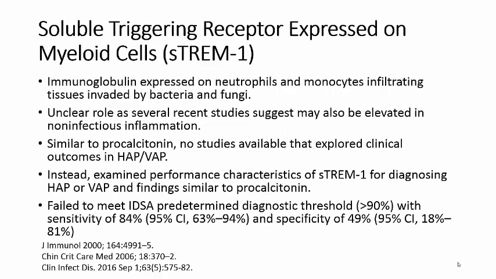Same with the other agent, the STREM1. It's an immunoglobulin expressed on neutrophils and monocytes infiltrating tissues invaded by bacteria and fungi. And its role is unclear, because several studies suggest that it may be elevated in non-infectious inflammation. So similar to procalcitonin, there are no studies available that explore clinical outcomes in HAP or VAP. Instead they examined performance for diagnosing HAP or VAP, just like procalcitonin. That's the kind of test that was done. And once again, the sensitivity was 84% and specificity only 49%. So that was not included as well.